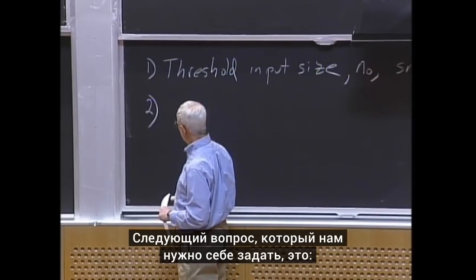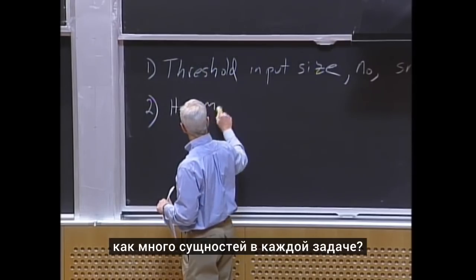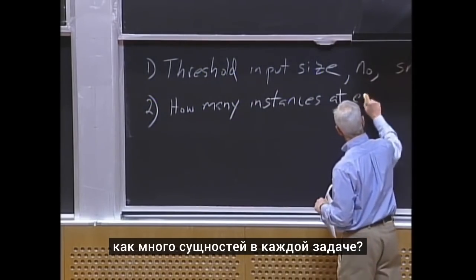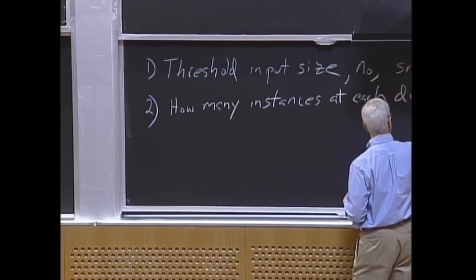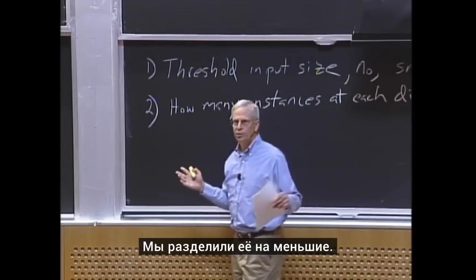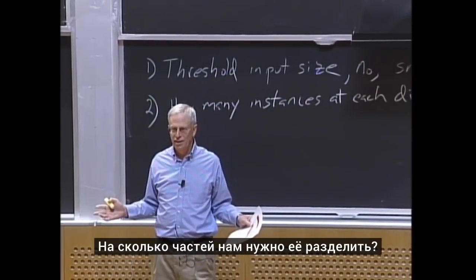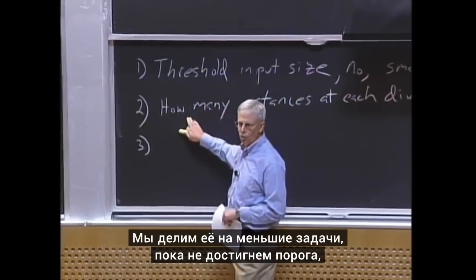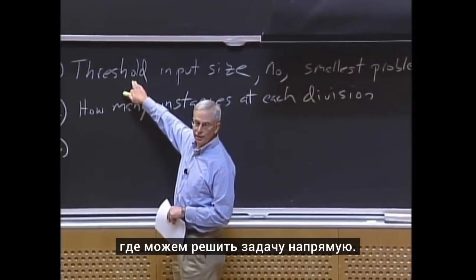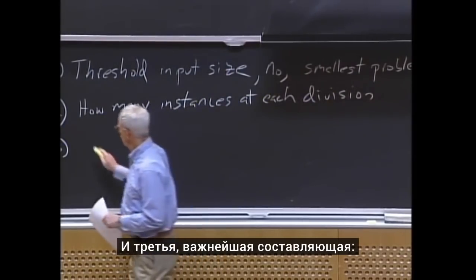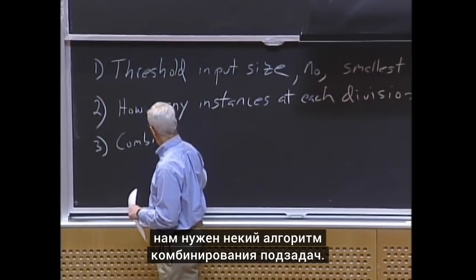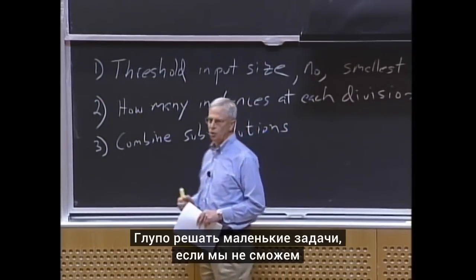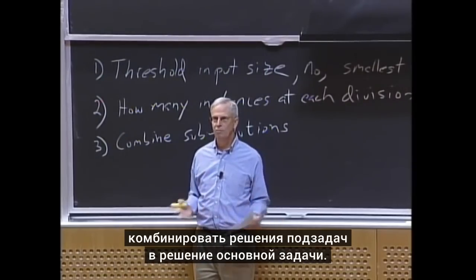The next thing we have to ask ourselves is how many instances at each division. So we have a big problem, we divide it into smaller problems. How many are we going to divide it into? We divide it into smaller problems until we reach the threshold where we can solve it directly. And then the third and most important part is we need some algorithm to combine the sub-solutions. It's no good solving the small problem if we don't have some way to combine them to solve the larger problem.